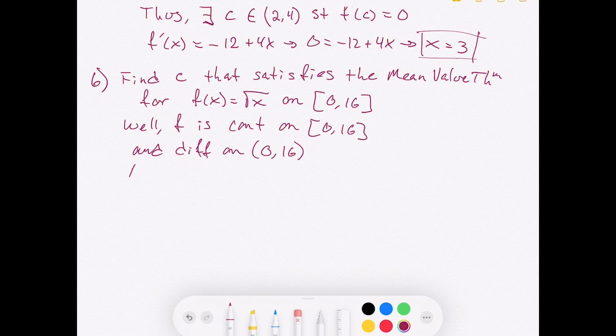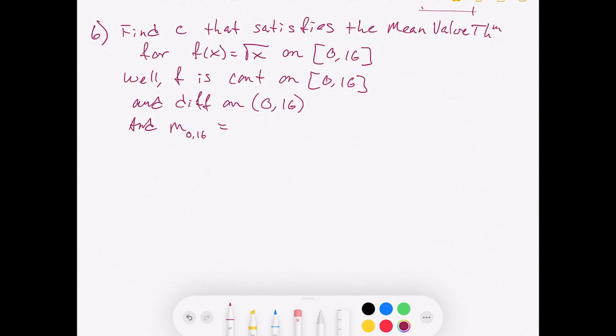And the slope from the beginning point to the ending point, so I'm writing m sub 0, 16. That's not necessarily standard notation to write it that way, but I'm able to explain what I'm writing so I can get away with it. It is equal to y2 minus y1 over x2 minus x1, which is equal to 4 minus 0 over 16 minus 0, which is equal to 4 over 16, which is equal to 1 over 4.